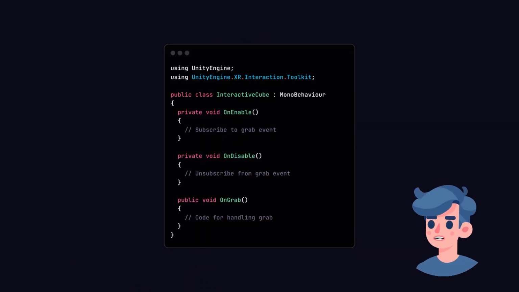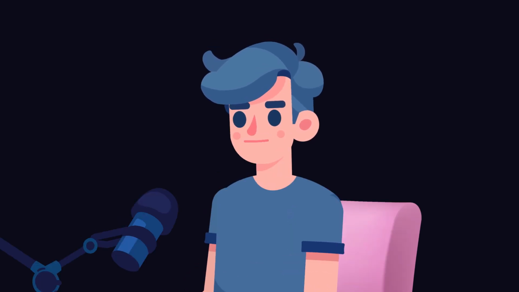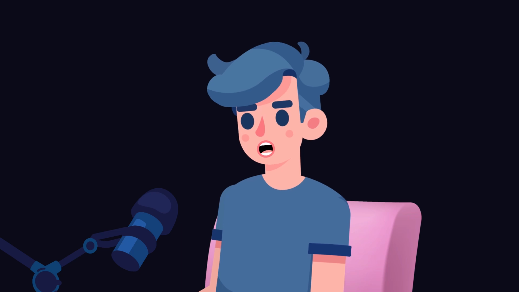Now let's add interactivity to the cube. Next, we need to modify the interactive cube script we just created. We'll implement a way for players to grab the cube using their controller inputs. To set it up, navigate back to the Unity editor. Add an XR Grab Interactable component to our cube. This lets the player's controllers interact with it and allows users to pick it up.